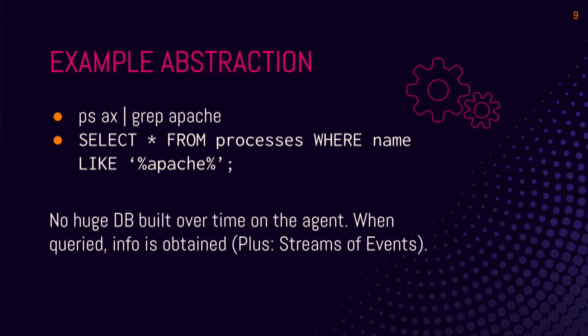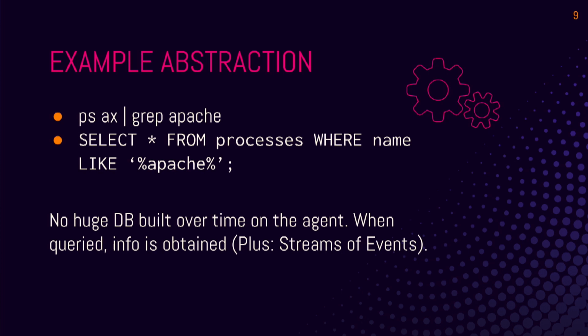So it doesn't build a database. It has a database for caching mostly, especially for those events, but it sends you the information back when you ask for it. So for example, you want to know if Apache is running. You may run that Unix command right there. Or you could select all from processes where the name is like Apache, and then that will give you the same result. So it gives you a standard way of asking information from your endpoints.